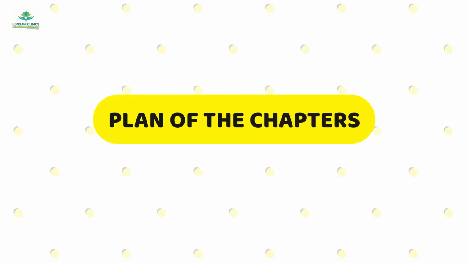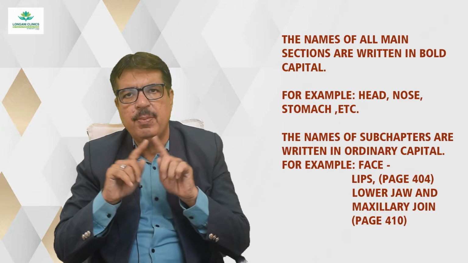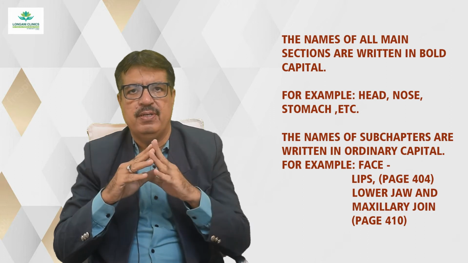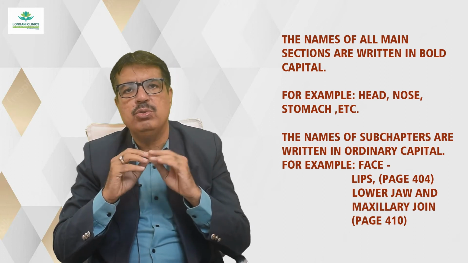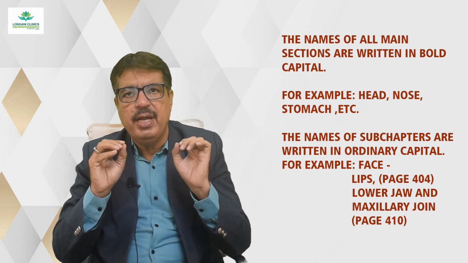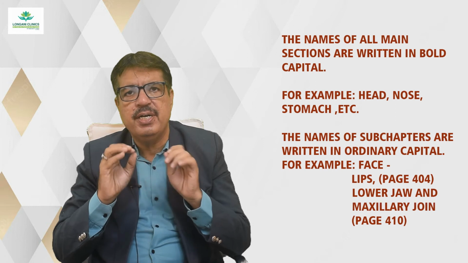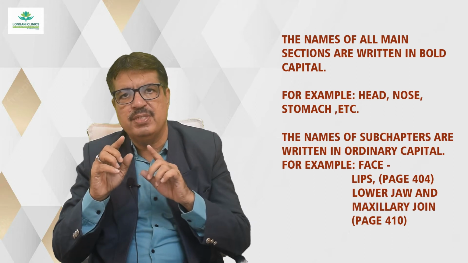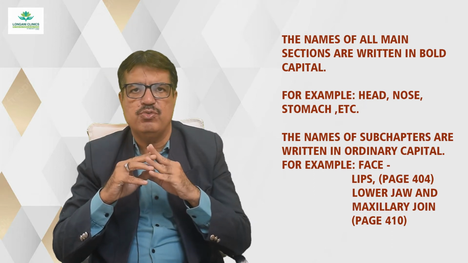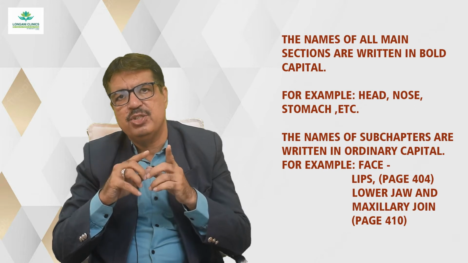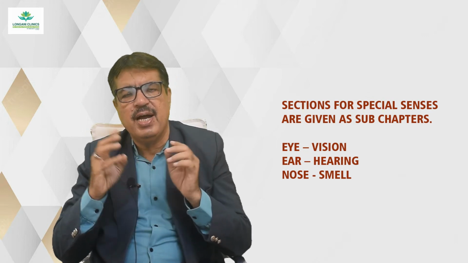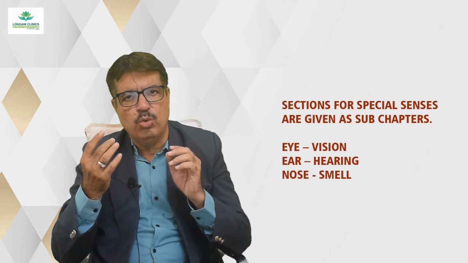Now we will see the plan of the chapters. The names of all main sections are written in bold capitals, for example, head, nose, stomach, etc. The names of subchapters are written in ordinary capitals. For example, face, then you find lips, then page number you will find 404. Lower jaw and maxillary joint, then page number 410. Sections for special senses are given as subchapters like eye vision, ear hearing, nose smell.